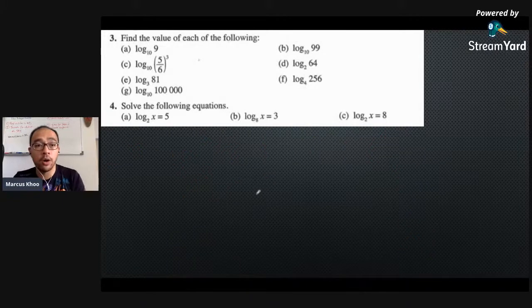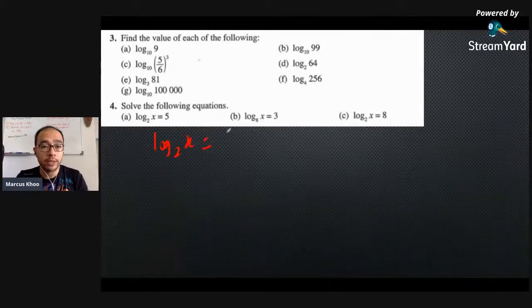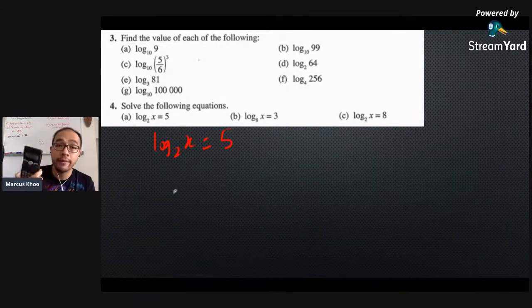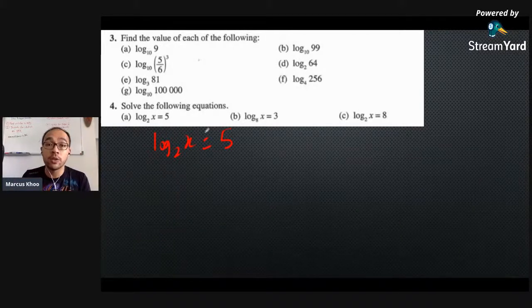Okay, question number 4. Solve the following equations. Basically the same thing. Log 2x equals 5. Base 2, index 5. Since this is base 2, again we're stuck with the same problem. We don't have base 2 in our calculator. So we convert this into index form. So x equals 2 to the power of 5.